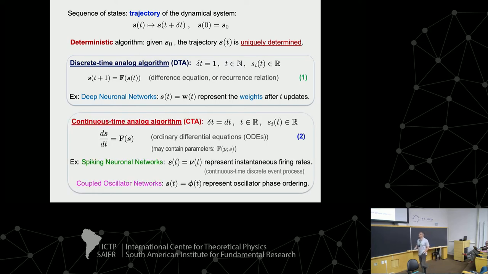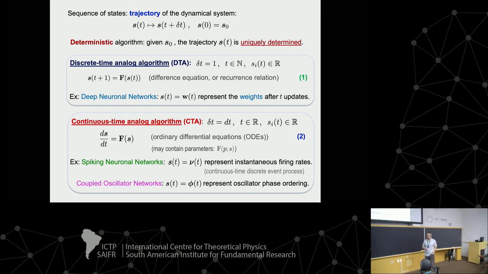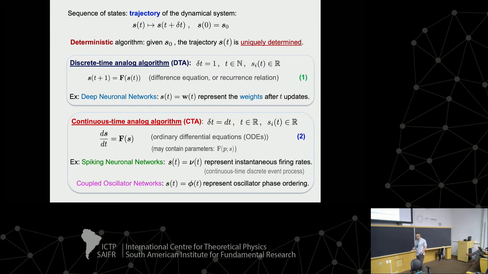Or continuous time analog algorithms, this is the class I'll be talking about focusing on. These are ordinary differential equations that may contain parameters. You might even think of partial differential equations, but I'm using only ODEs. And you can think of spiking neural networks. In this case, the state variables are the continuous time intervals between spikes, and they can change continuously. Or coupled oscillator networks. In this case, the state variables are phases, also changing continuously.